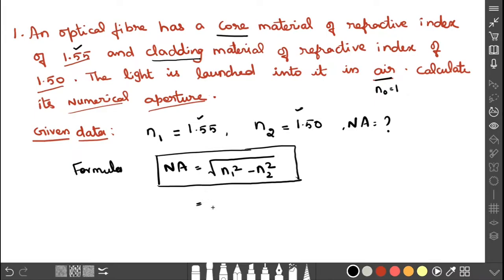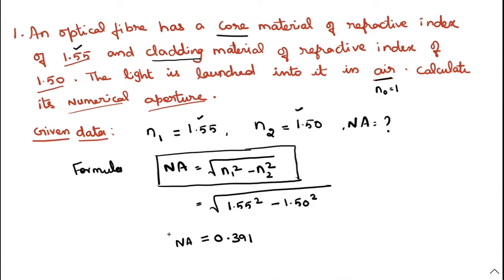That is root of 1.55 square minus 1.50 square. By using the calculator we get the answer 0.391. So the numerical aperture is equal to 0.391. Numerical aperture does not have any units, so we can write directly NA is equal to 0.391. I hope you understand this problem. Next we will go to the second one.